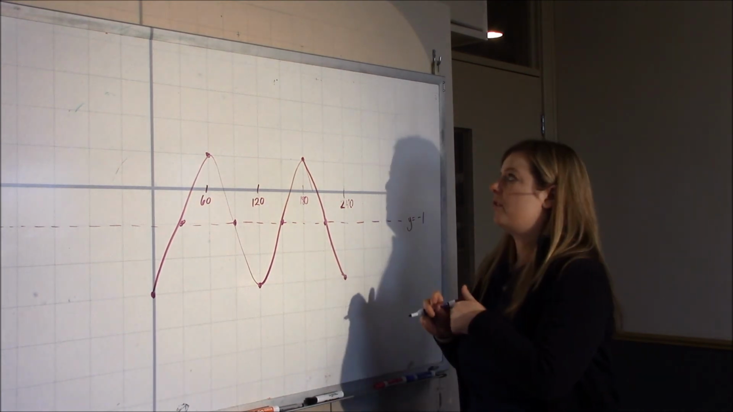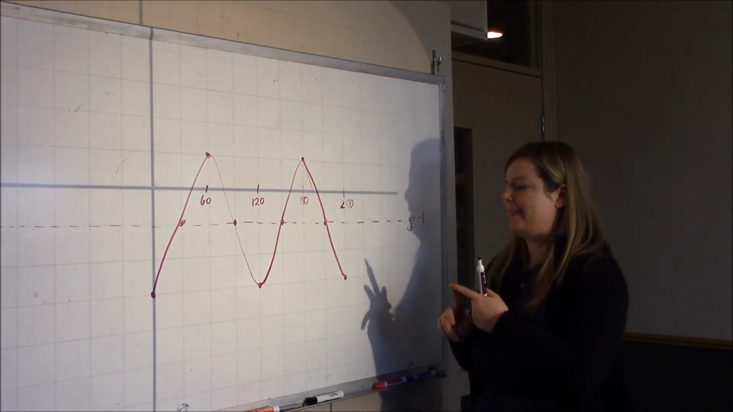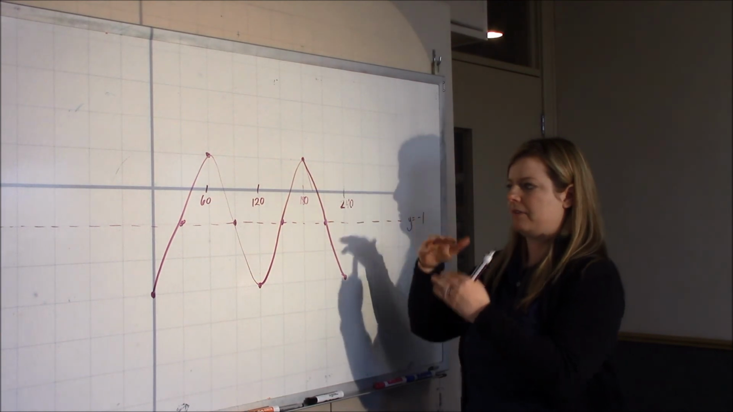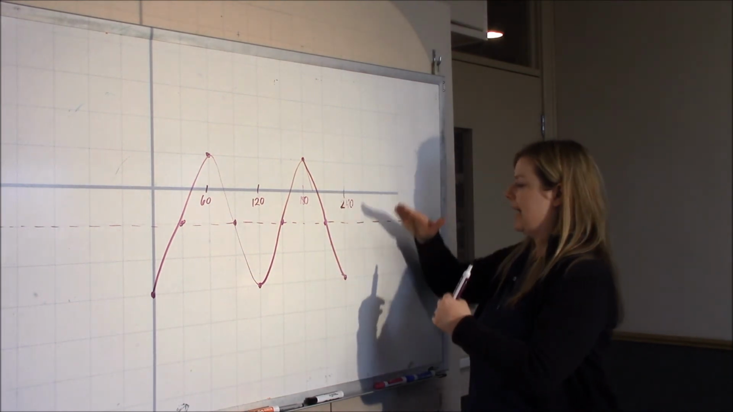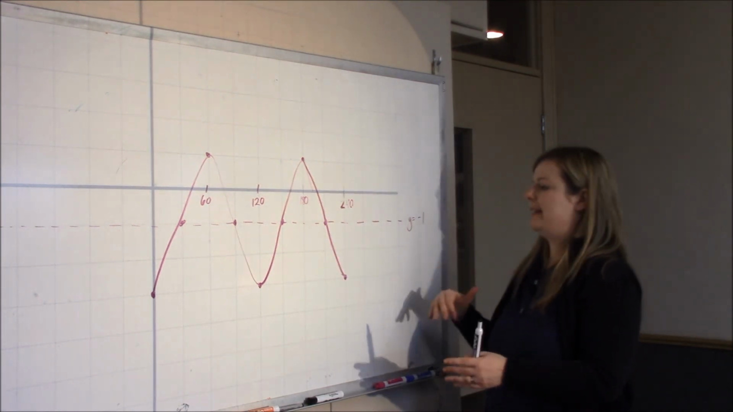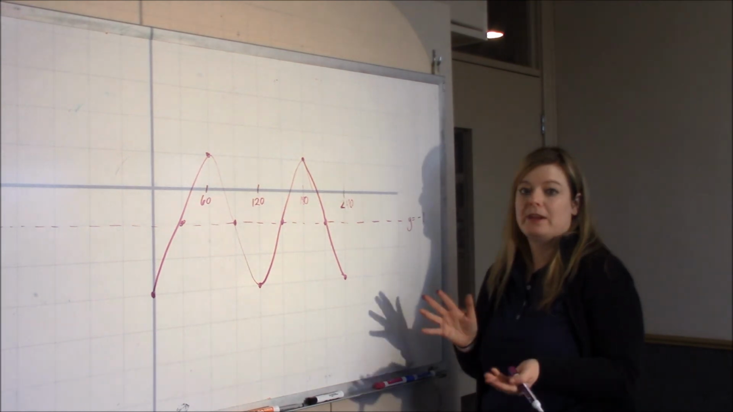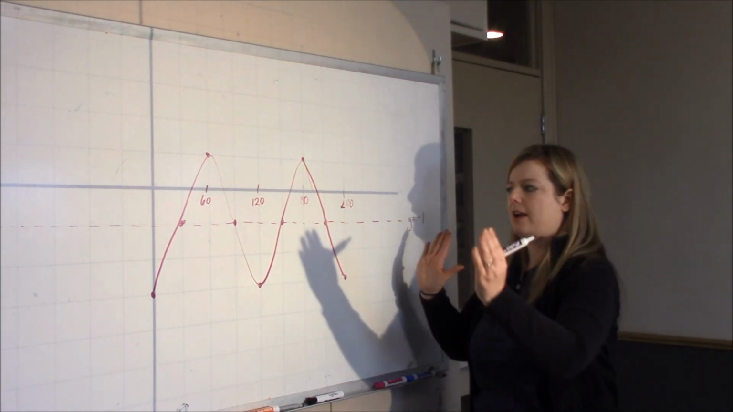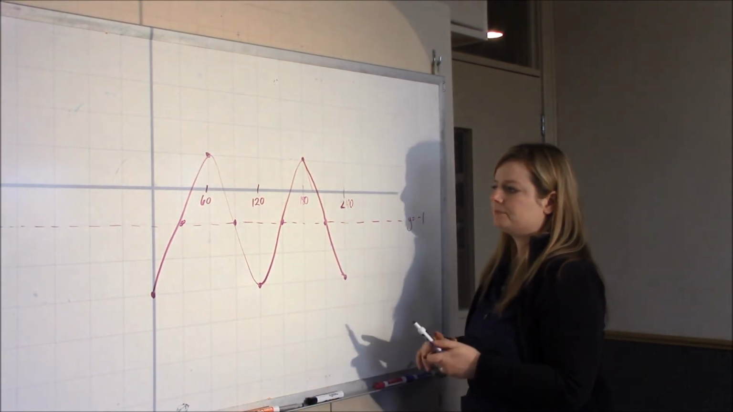Okay, so we've already applied A, the amplitude. Everything's stretched up by 2. We've applied the axis. Everything's moved down 1. And we've applied the period, or the K value. Everything's squished in by a third.